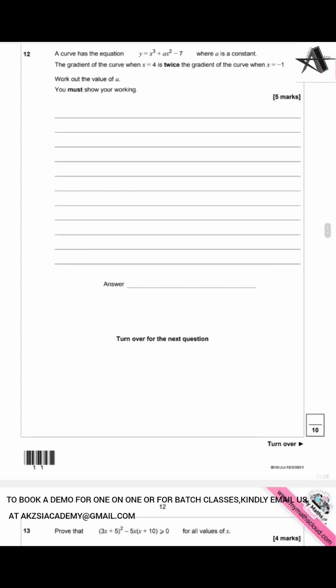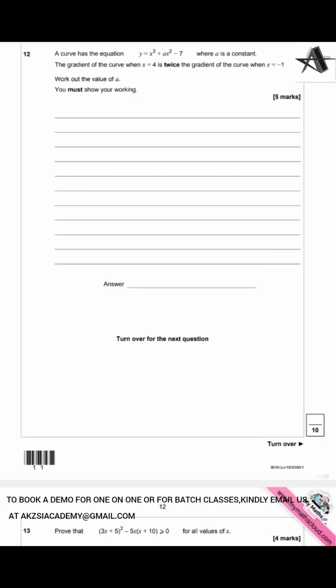A curve has the equation y equals x cubed plus ax squared minus 7, where a is a constant. The gradient of the curve when x equals 4 is twice the gradient of the curve when x equals negative 1. Now work out the value of a. We have the equation of this curve where a is a constant.